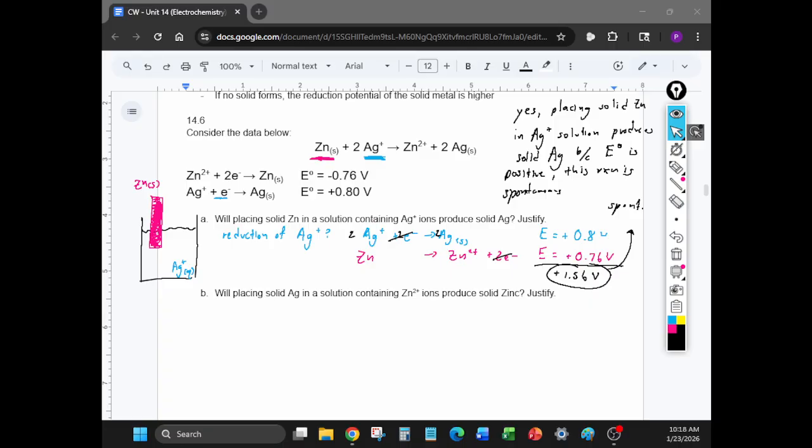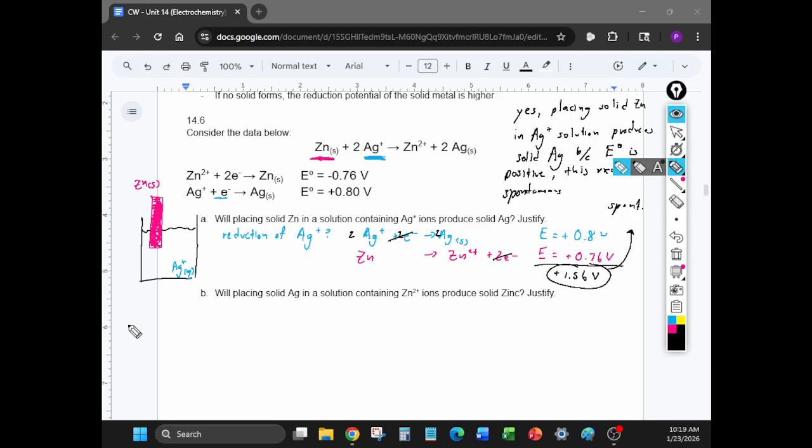All right, so basically, because the electrical potential is a positive number, positive 1.56, that means this reaction is going to happen. Ag plus is going to take electrons from zinc to form solid Ag. All right, I want you guys to pause the video and try part B. This is going to be the opposite. Will placing solid Ag in a solution containing zinc 2 plus produce solid zinc?